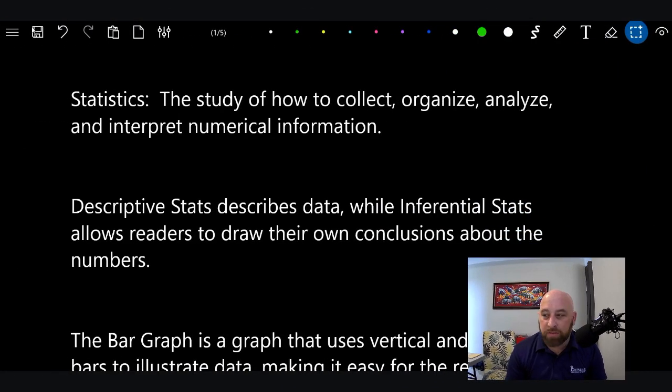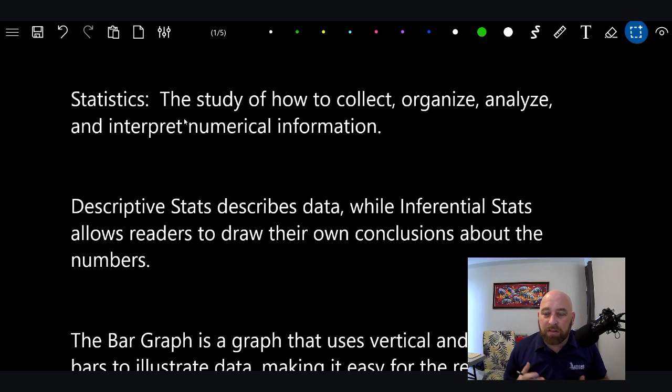All right, bar graphs. Let's talk about some different things before we jump into bar graphs, just about statistics in general. Let's define what statistics are. Statistics are the study of how to collect, organize, analyze, and interpret numerical information. In other words, statistics only deal with numbers. Okay, so how many of something, how much, things like that. And they collect them in ways that help to organize them, so that people can analyze them.